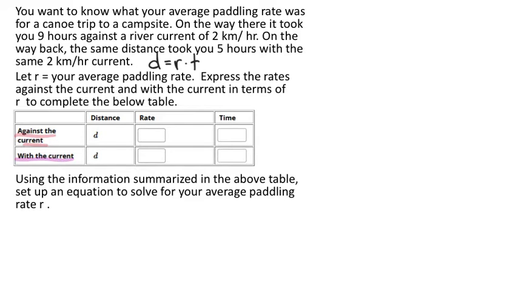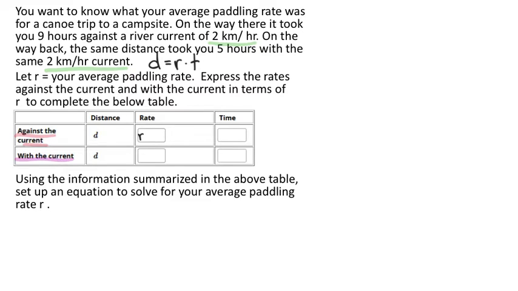So when we want the rate for, let's say, against the current, what we know about the current also is that it's running at 2 kilometers per hour, whether you're going with it or against it. Now, with it or against, it's going to change the rate for us, and here's how. If you're going against the current, you have the rate that you're paddling at. So I'm using R. That's the value they told us to use. Again, this is against the current, so it's slowing you down.